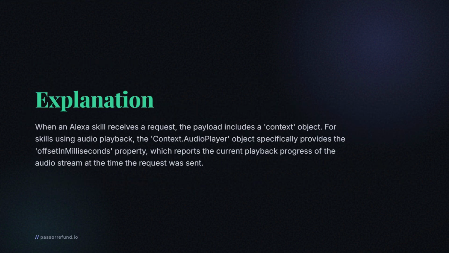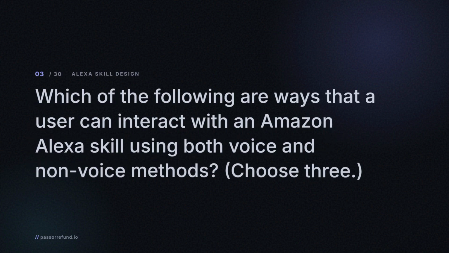The correct selection is B. When an Alexa skill gets a request, the payload comes with something called a context object. Next up, which of these are ways a user can interact with an Amazon Alexa skill using both voice and non-voice methods? Choose 3.